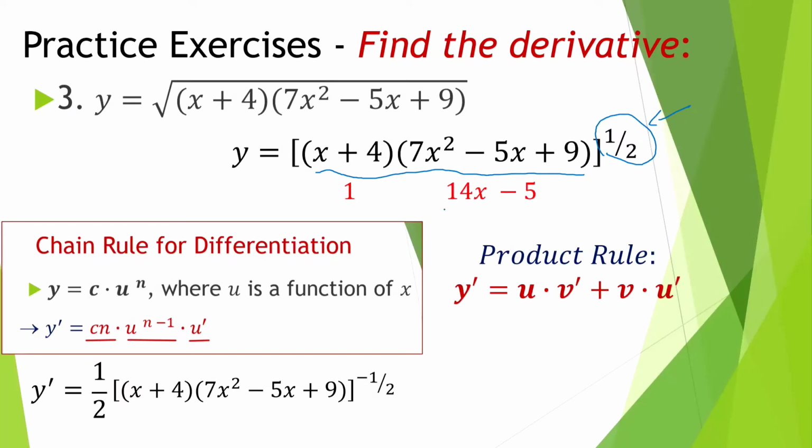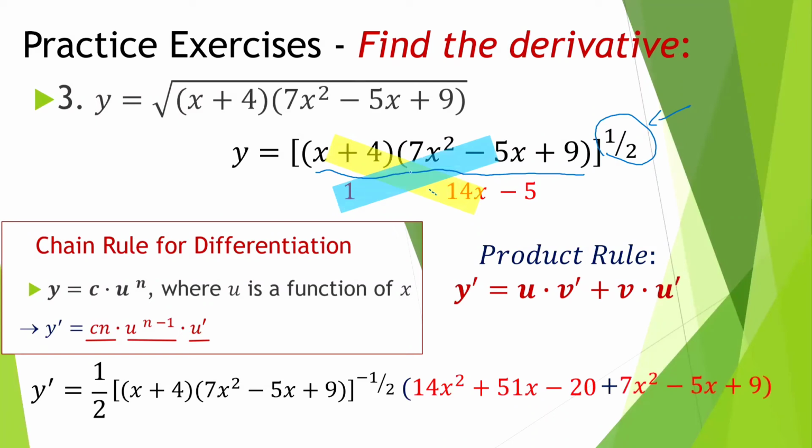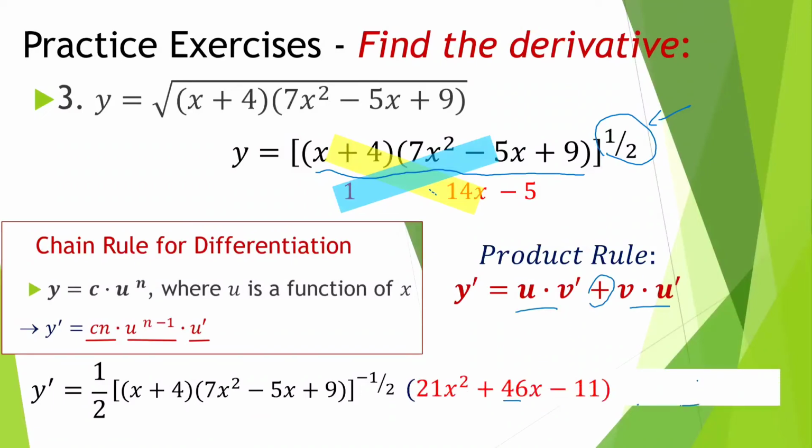Pero hindi ito yung derivative niya. So may pairing tayo doon. Okay? So we'll be pairing this. Ayun siya. Plus that one. Okay, so plus that one. So product rule, it's a sum of two products. Okay, so that's it. That will be our final answer. Unless pwede pa palang i-simplify si 14 tsaka si 7 tsaka yung 51 and minus 5. So that will become 21x squared plus 46x minus 11.